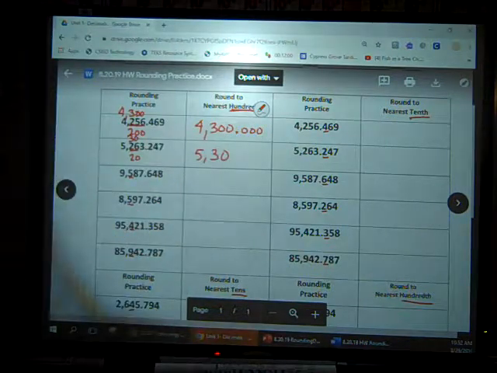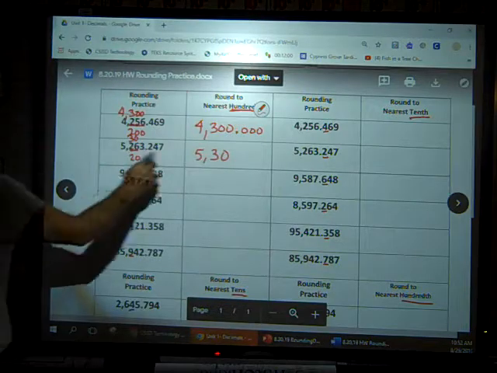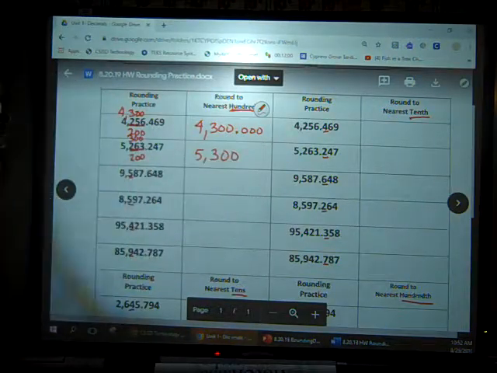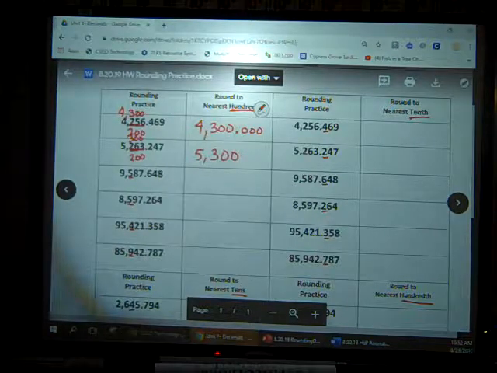5,030? Is that my answer? No. It should be 5,300, which is why I like to add that 0 so I don't forget my 0. Do I need the decimal? No. Absolutely not. Okay, one more.